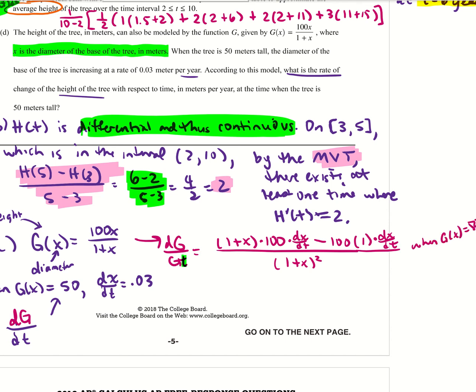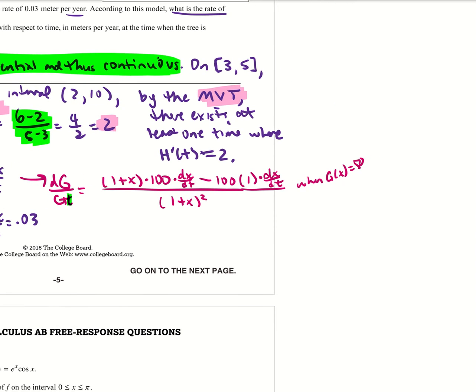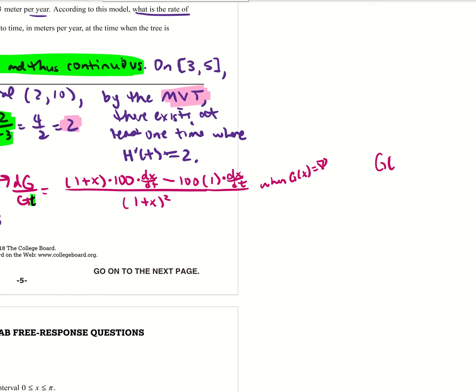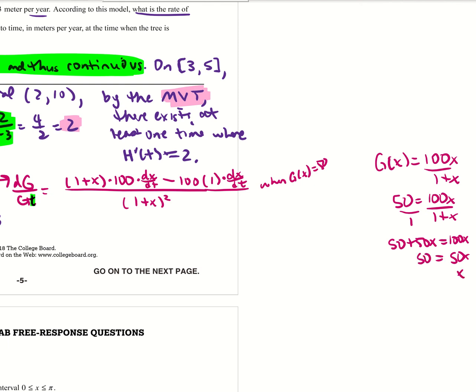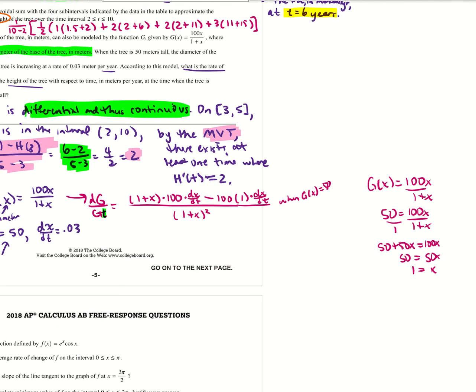But notice, g is not in my equation. These are x values. So what I'm going to need to do is a little side work. The formula for g of x is 100x over 1 plus x, and I'm going to set that equal to 50. I need to find out what x is. I'm just going to cross multiply this. So 50 plus 50x is equal to 100x. So 50x is 50 and x is 1. So I want to actually find this when x is 1.